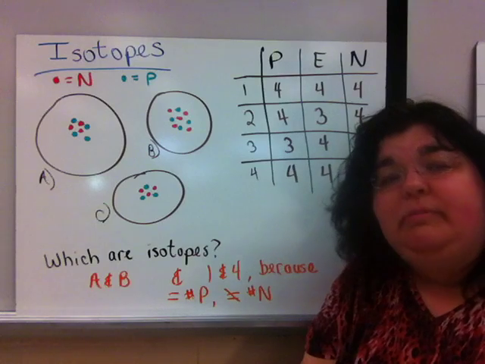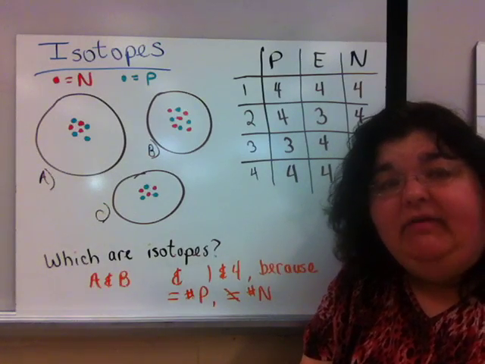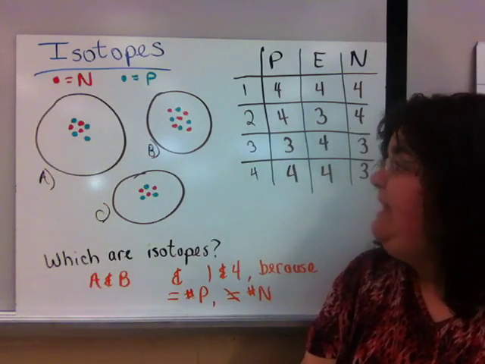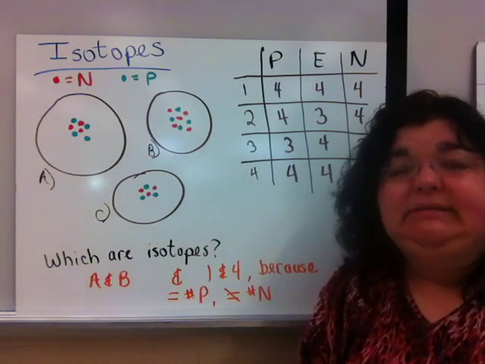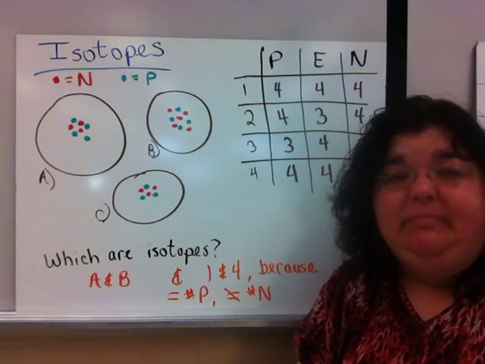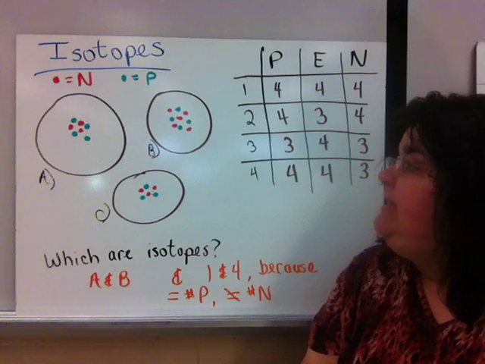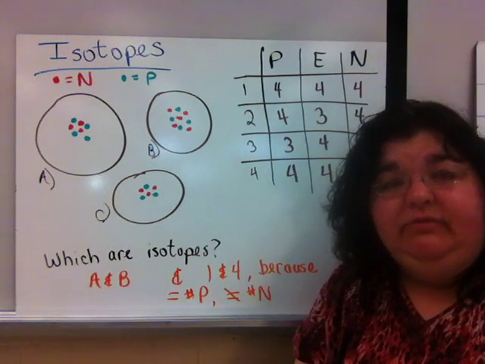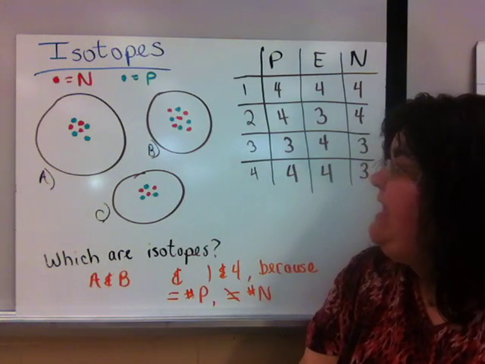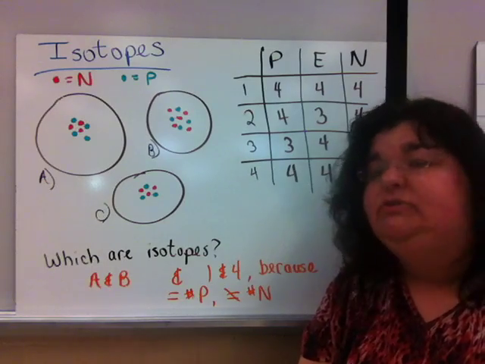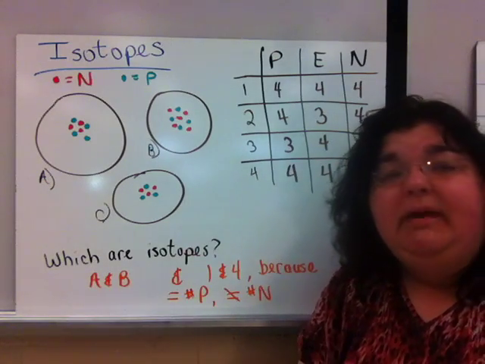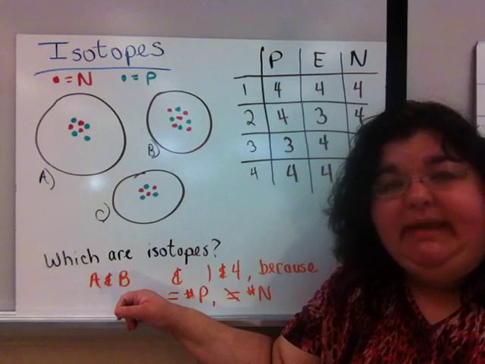But in truth, remember, they have to have 4 protons in each. So the only one that has the same number of protons is A and B. And that means that as long as the neutron number is different, my answer would be A and B. Since A has 3 neutrons and B has 4, my answer is A and B.